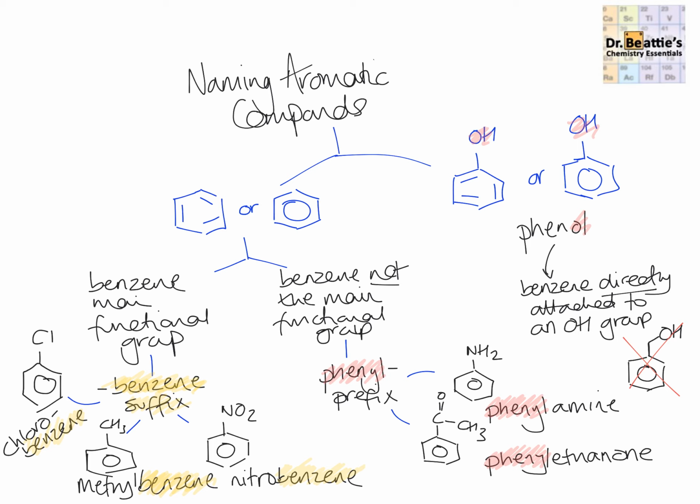So this gives an overview of how to name the different benzene-based functional groups. But what's important is if we have more than one substituent. So what if we take this phenol, for example, and add on a chlorine to one of these positions around the ring? How would we go about naming that?